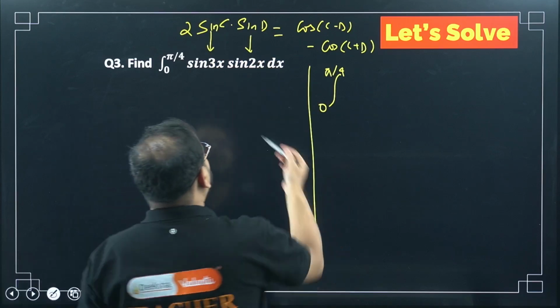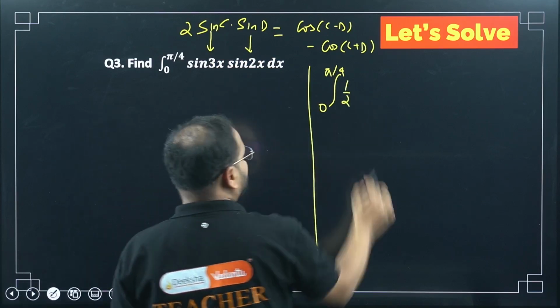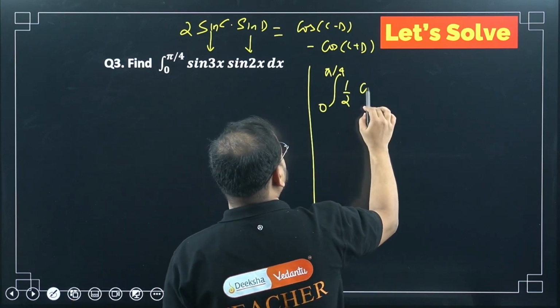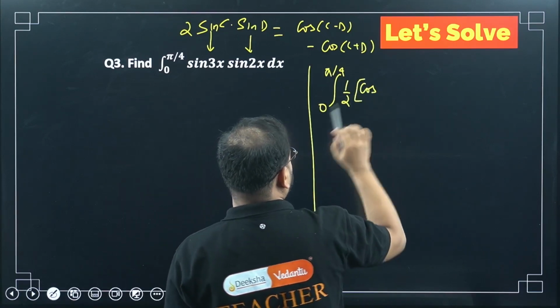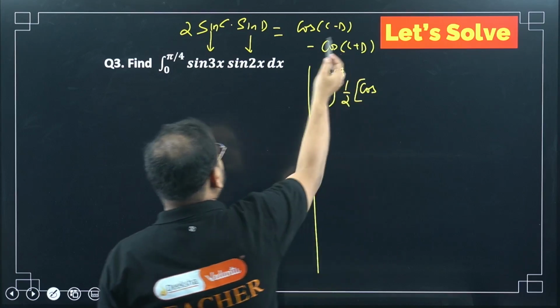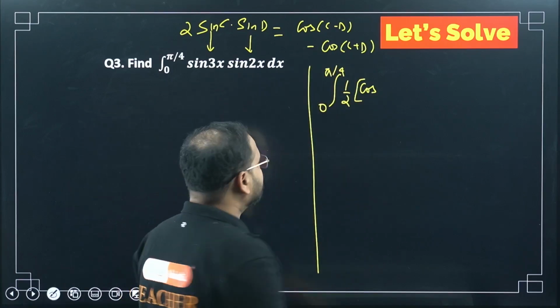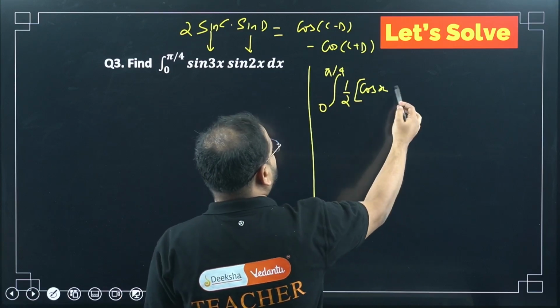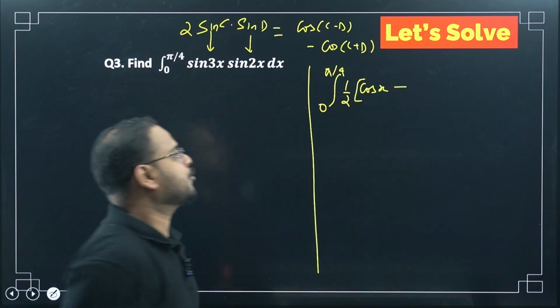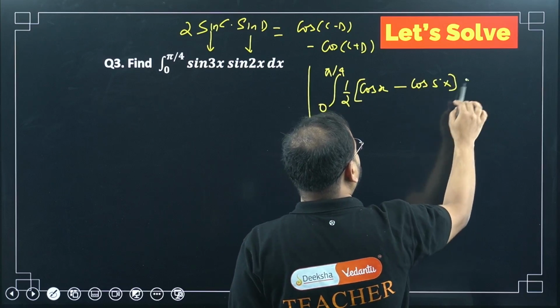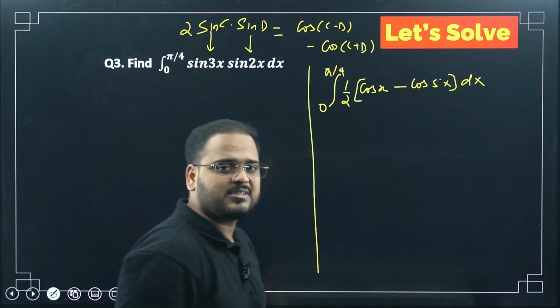So I can replace this as 1 by 2. And this will become what? Cos of C minus D. How much is that? 3x minus 2x, that's simply cos of x. There's a minus sign and sum of that. So cos 5x with what? With the variable which is dx.